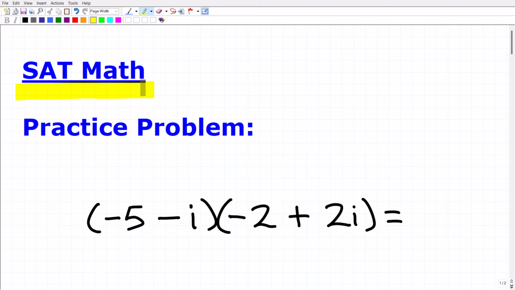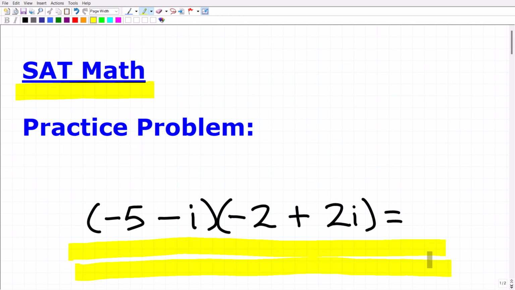Okay, so let's talk about SAT math. Now, if you're going to do well on the SAT, you definitely need to be able to handle a problem like this. And what we're talking about here is complex numbers. Now, if you want to go ahead and try the problem and put your answer into the comment section, that is perfectly fine. But we are talking about high school level mathematics here, probably about the Algebra 2 pre-calculus level.